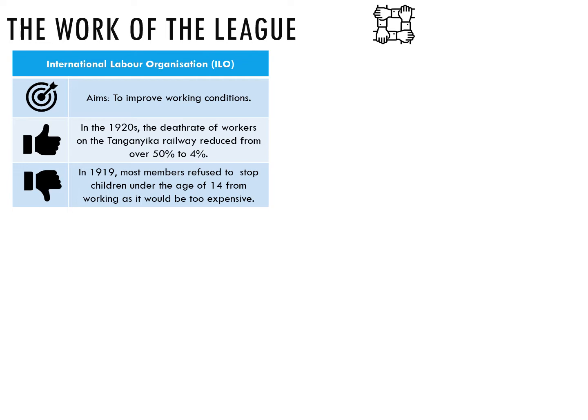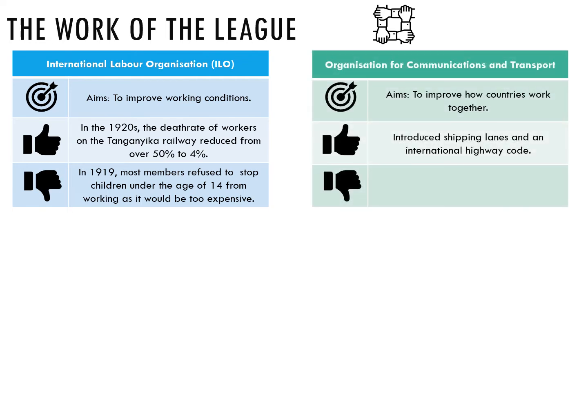It was able to reduce the death rate of workers on the Tanganyika Railway from 50% to just 4%. However, there were limitations, such as in 1919, most members refused to stop children under the age of 14 from working, as they deemed it too expensive, and they failed to limit the working day to 8 hours.